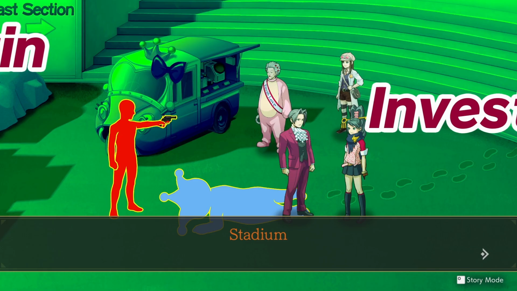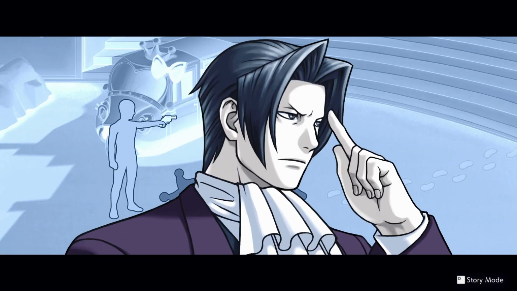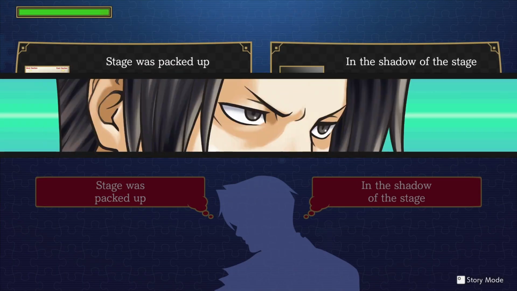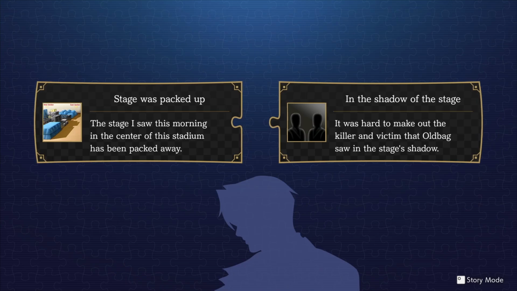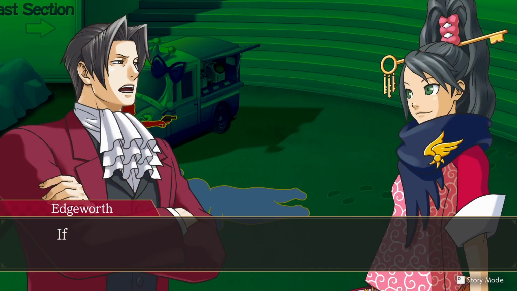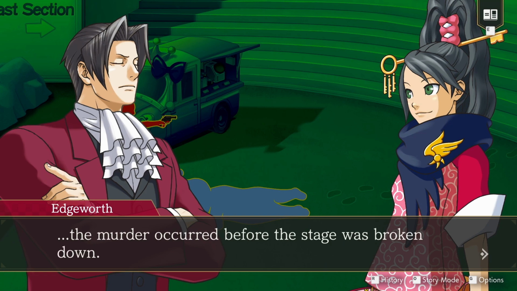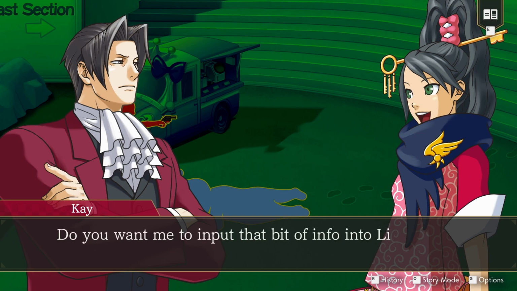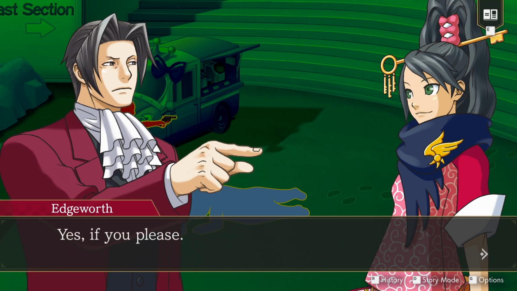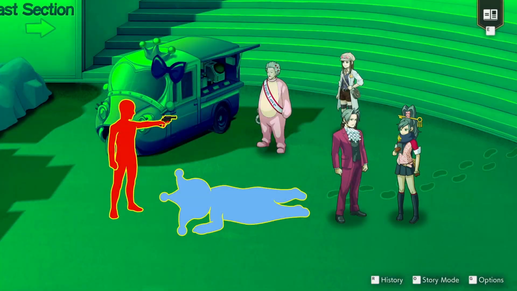Okay, and we already know one contradiction now. If that woman's testimony is to be believed, the murder occurred before the stage was broken down. Do you want me to input that bit of info into Little Thief? Yes, if you please.